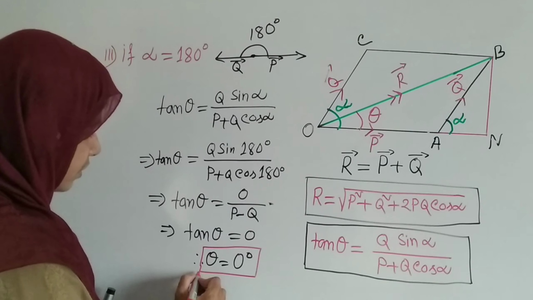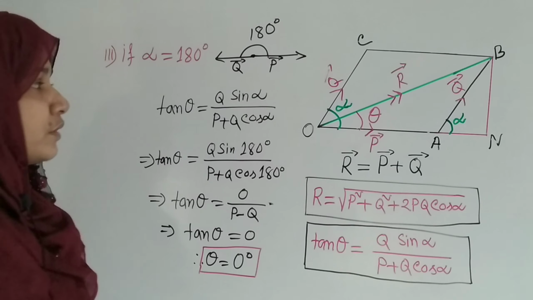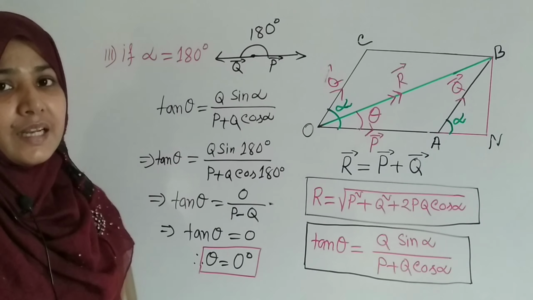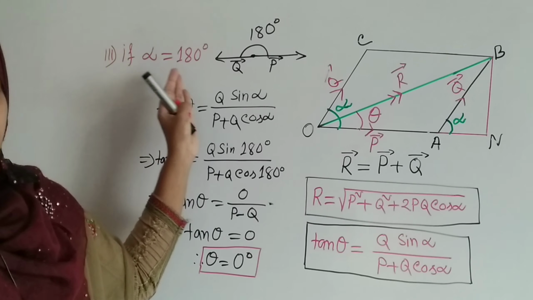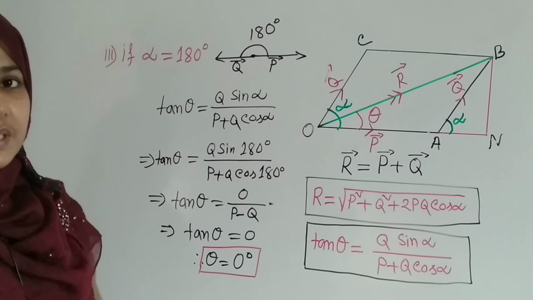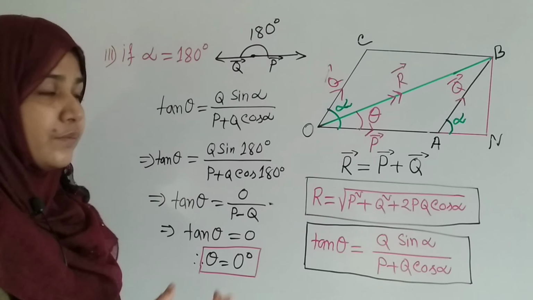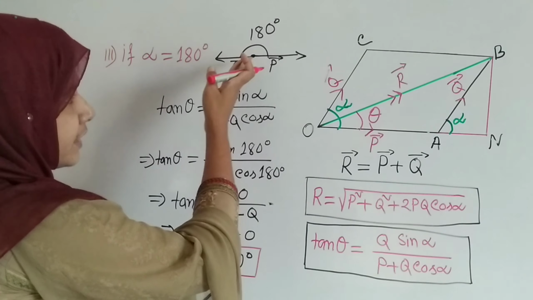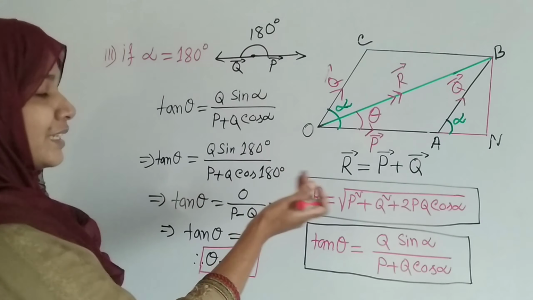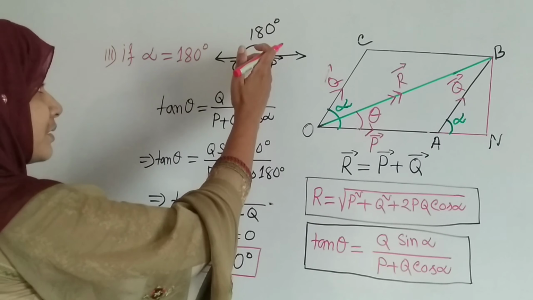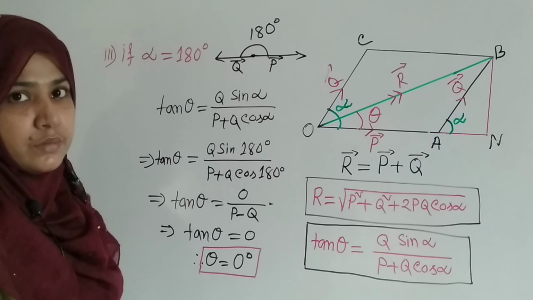So we can say that when two vectors act in opposite direction, their resultant will be in the direction either of P or of Q. It depends on the value of P and Q. If the value of P is greater, then the resultant will act towards the vector P, and if the value of Q is greater, then the resultant will act towards the vector Q.